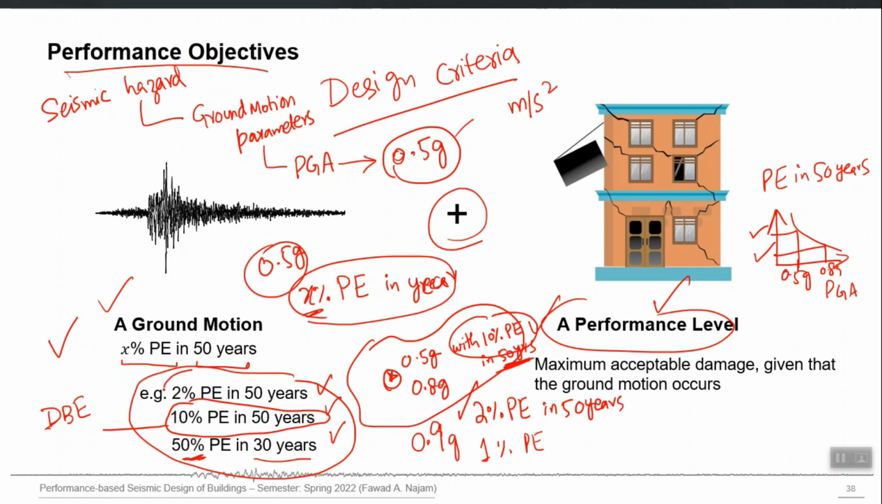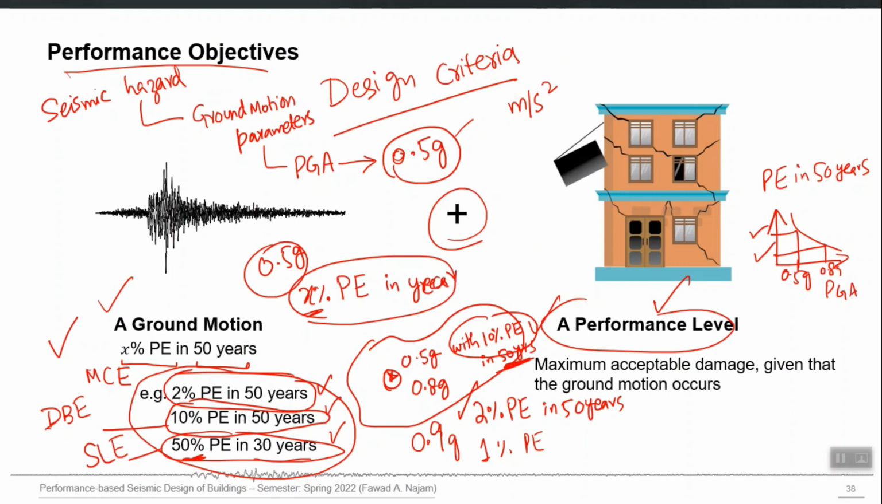This 2% probability of exceedance is a higher level earthquake. It is called the maximum considered earthquake, MCE level. This is a higher level compared to the design level. And this one, the bottom one, is called the service level earthquake. It is the lowest level, service level earthquake, SLE.